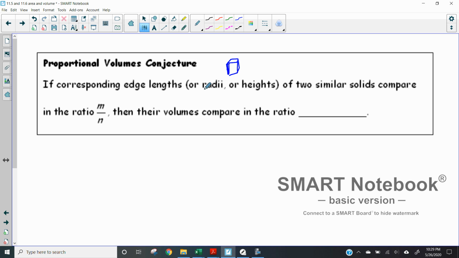You get the idea. Okay, so, or radii or heights, any of those one-dimensional measurements. If their ratio is m to n, their volumes have this ratio, m cubed to n cubed, which is the same as taking that original ratio and cubing the whole thing. Those are equivalent to one another.